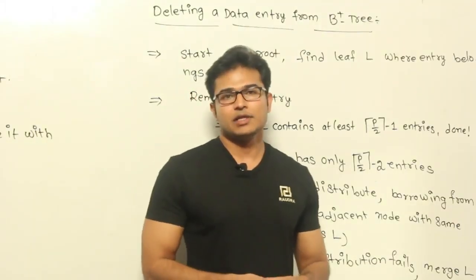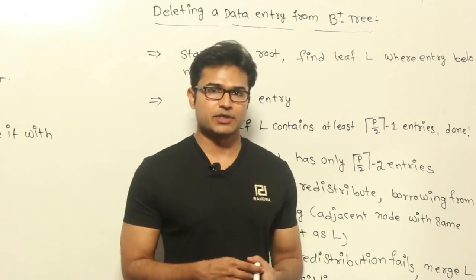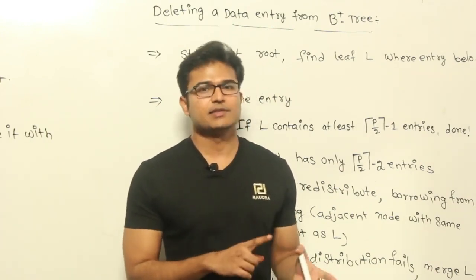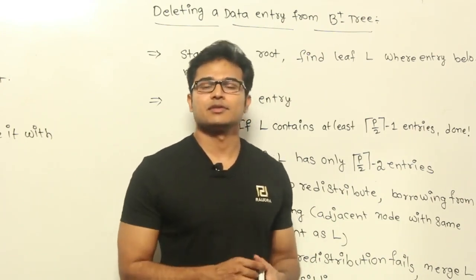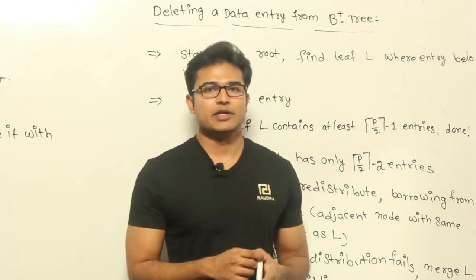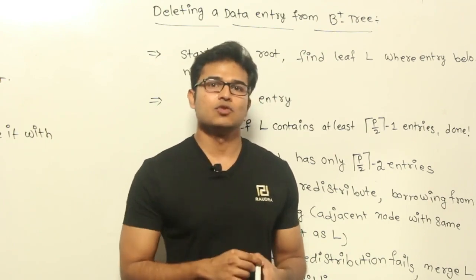Now let's try to see how to delete an entry from the B plus tree. So now we have seen the deletion from B tree. It is exactly the same as B tree deletion, with some minor modifications. The minor modification comes in because if you look at B tree, we are going to have an entry only in one of the nodes.